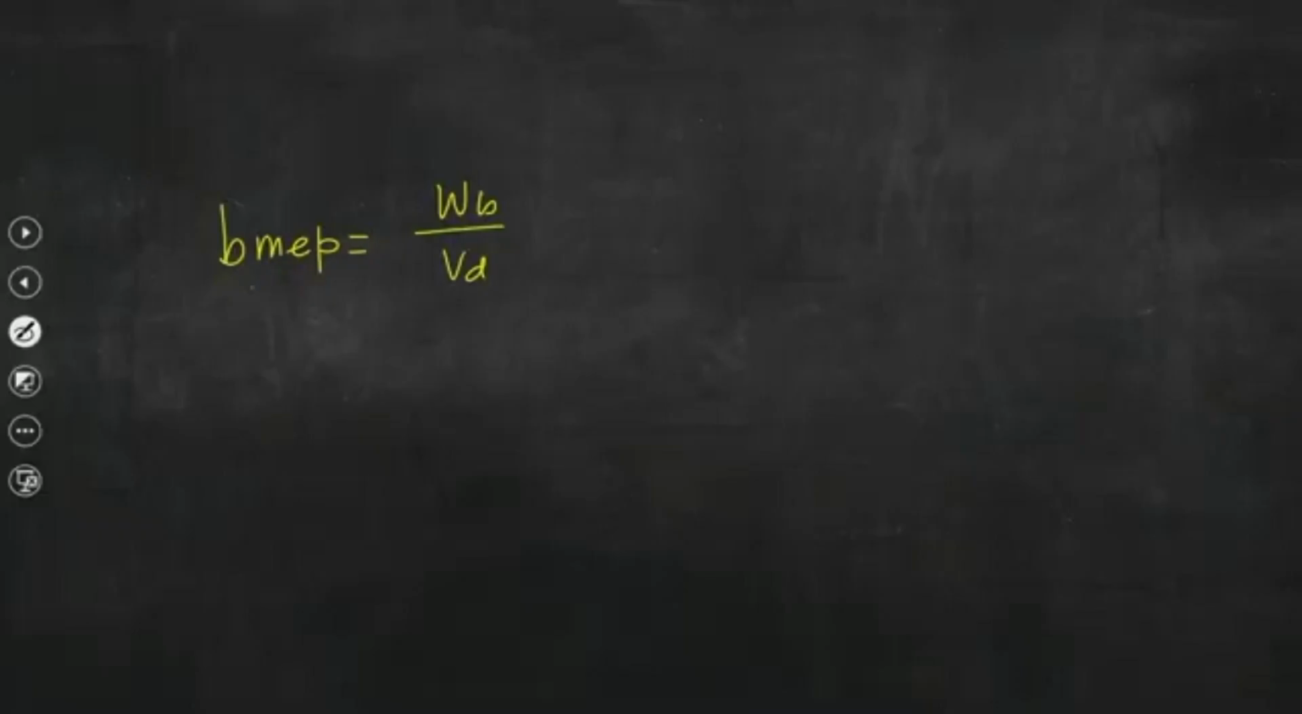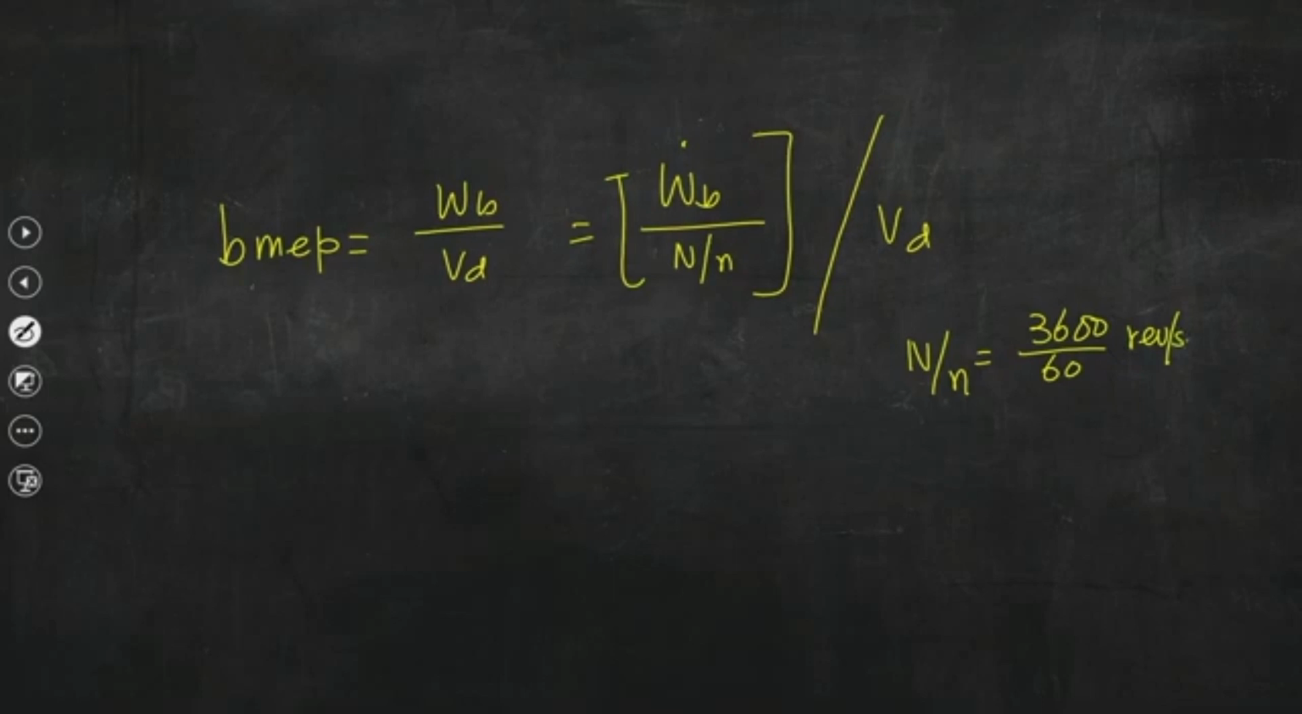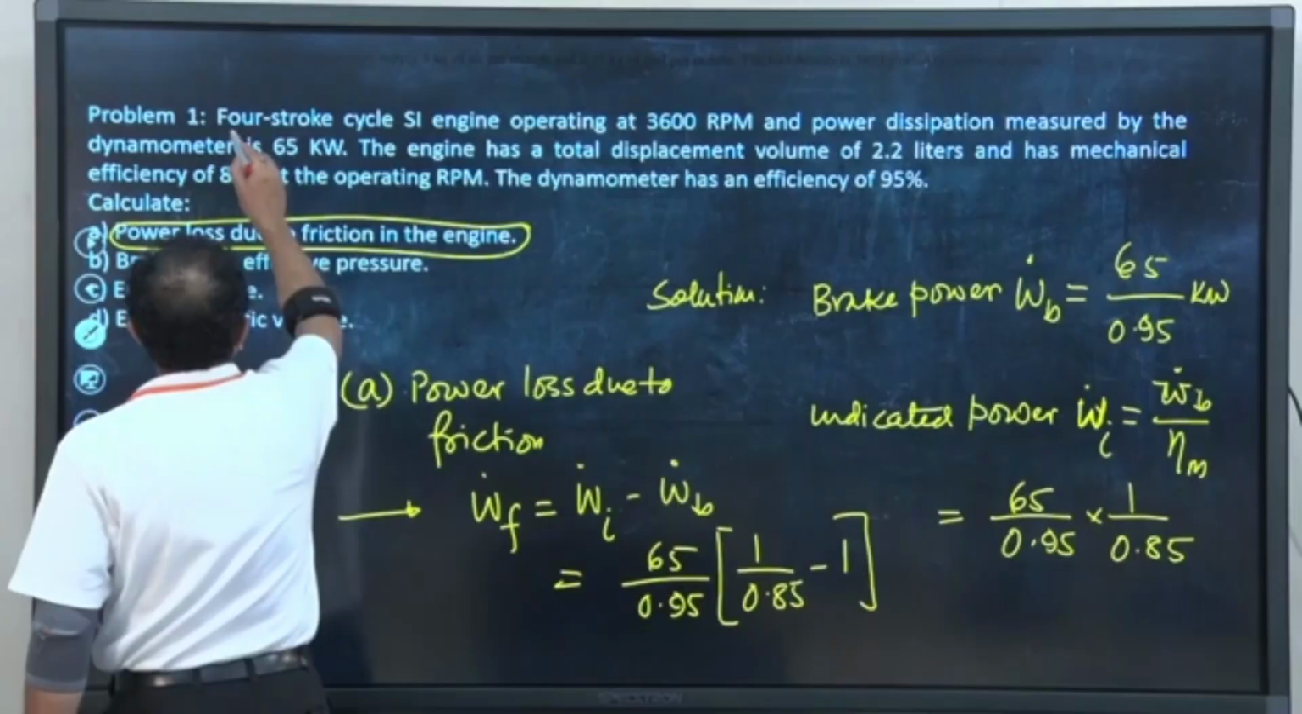So, we can write W_B dot divided by V_D, where n by N is 3600 rpm by 60 revolution per second by 2 revolution per second, right, because it is a 4 stroke cycle, it is a 4 stroke cycle SI engine.